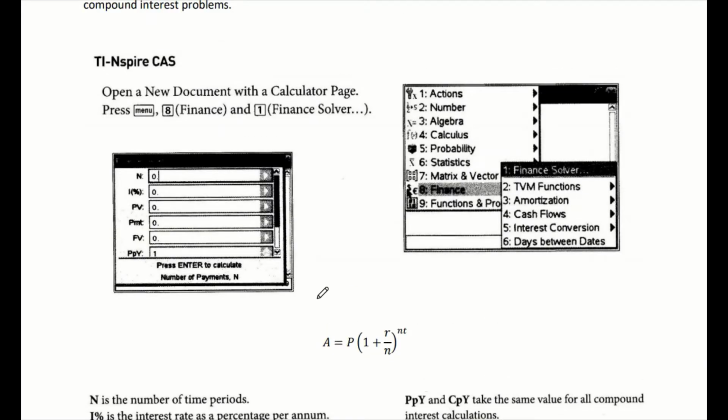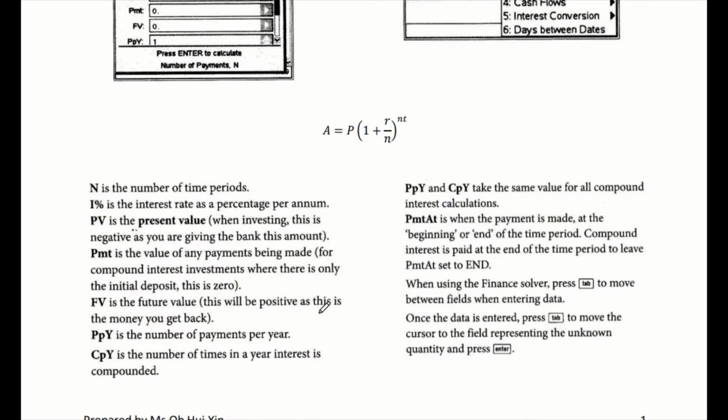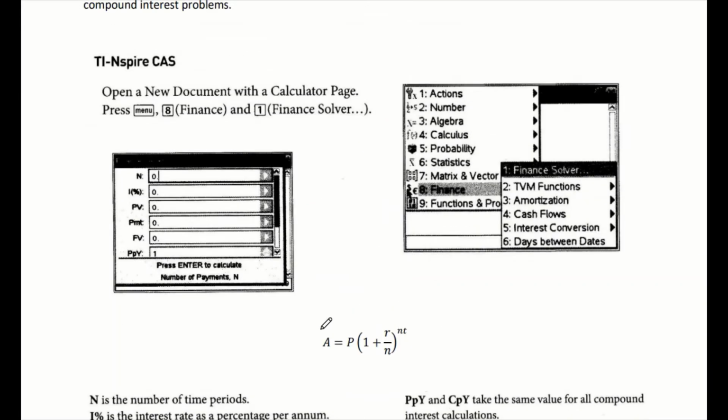I've put in the tutorial, the guideline here, but I'm going to go through it with you again with the real calculator here, so you can try to follow step by step. These are some simple notes for you. If you forget in the future, you can refer to the notes here.